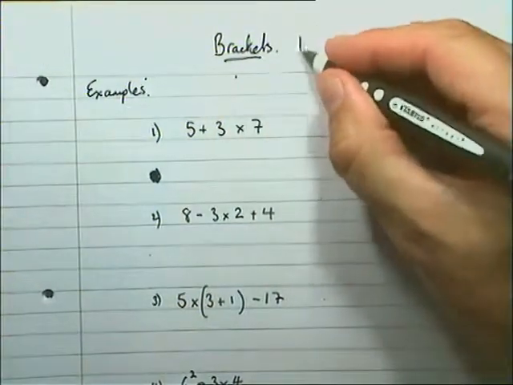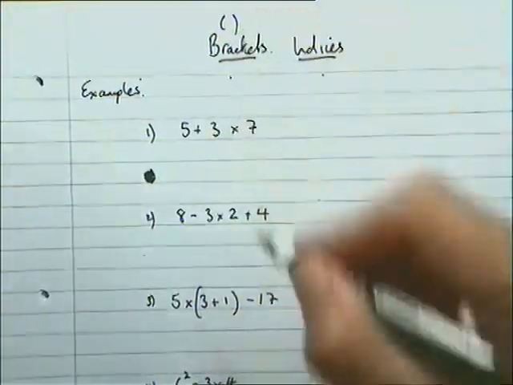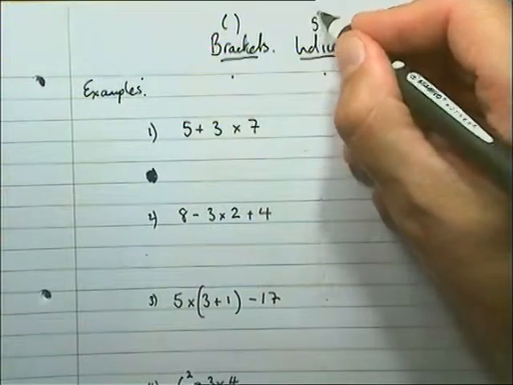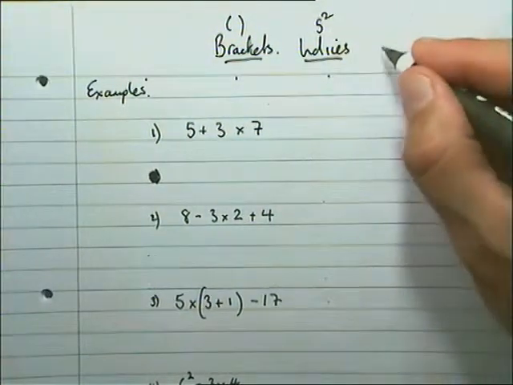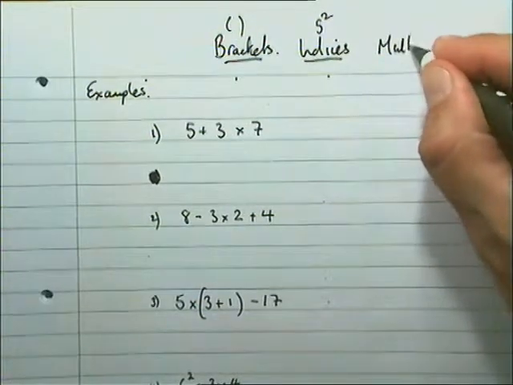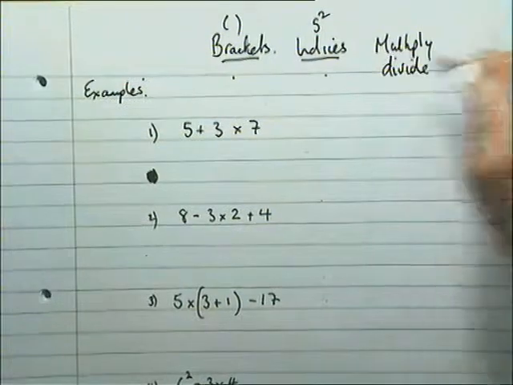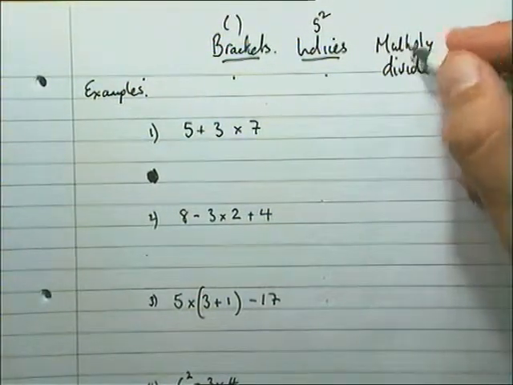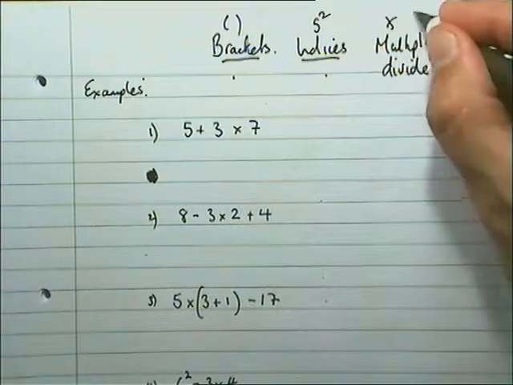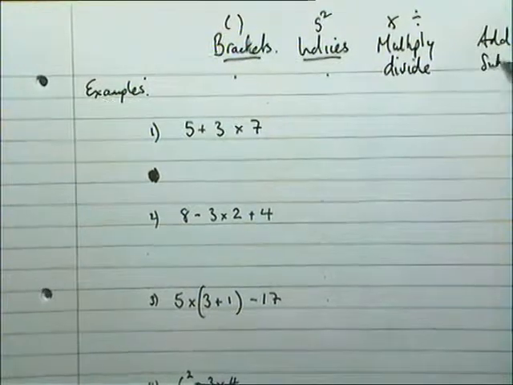then any indices or powers. So brackets there, so something like 5 squared, the squared bit is the indices, multiplication and division are the same, but you just do them in order, so that they take the same sort of preference. So it's multiply or divide, and lastly is add or subtract.